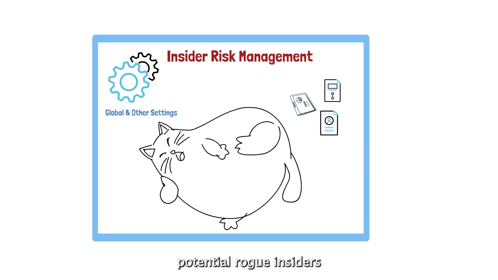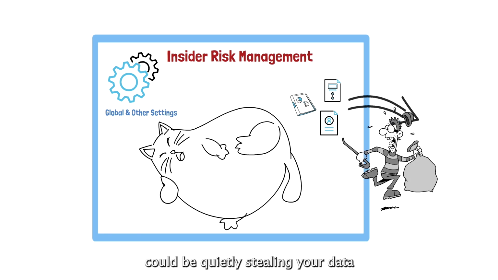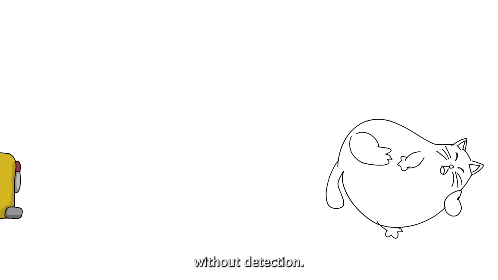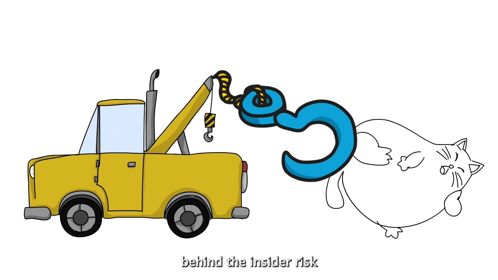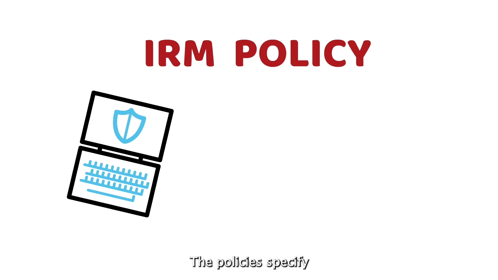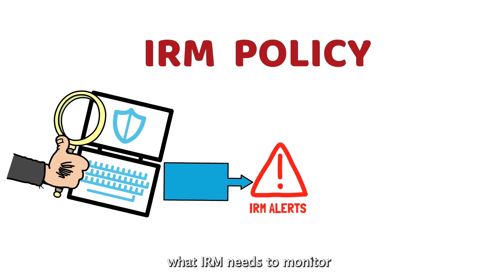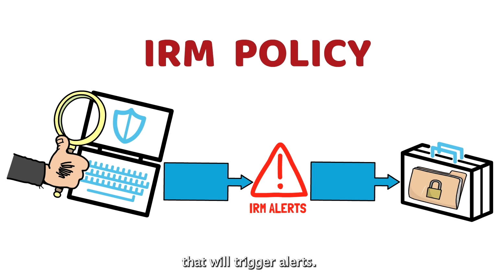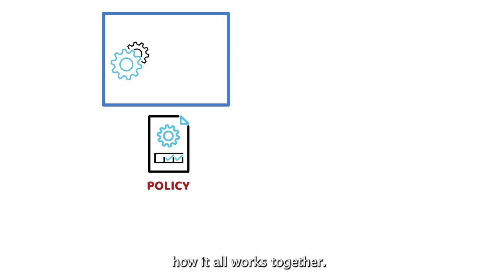Meanwhile, potential rogue insiders could be quietly stealing your data without detection. The driving force behind insider risk management is the IRM policy. The policy specifies what IRM needs to monitor and defines the conditions that will trigger alerts. Without these policies, no alerts are generated to detect risks, and without alerts, no cases can be initiated to investigate potential insider threats. Okay, now I'm going to show you how it all works together.